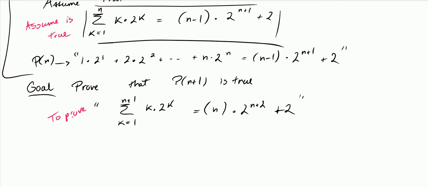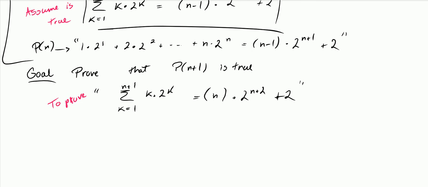So what I can do is start with my left-hand side. Usually when you see a summation in a proof by induction, it's always best to start with that, because you can sort of get something out of that sum.